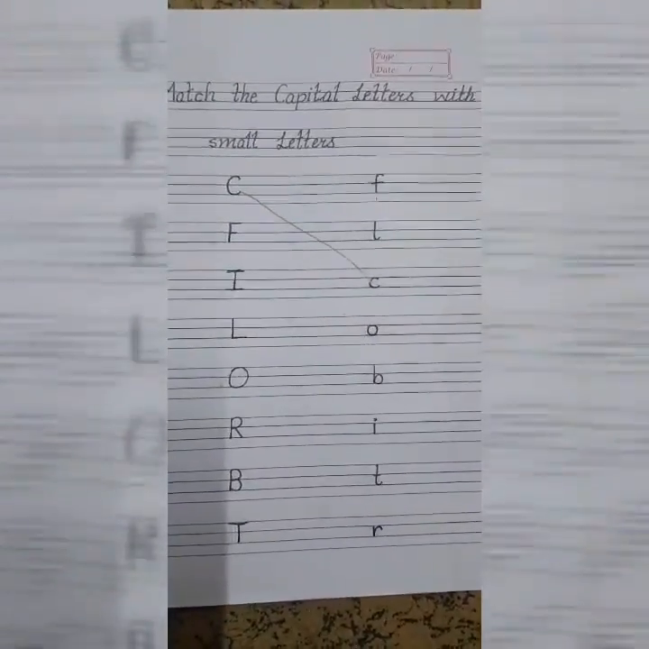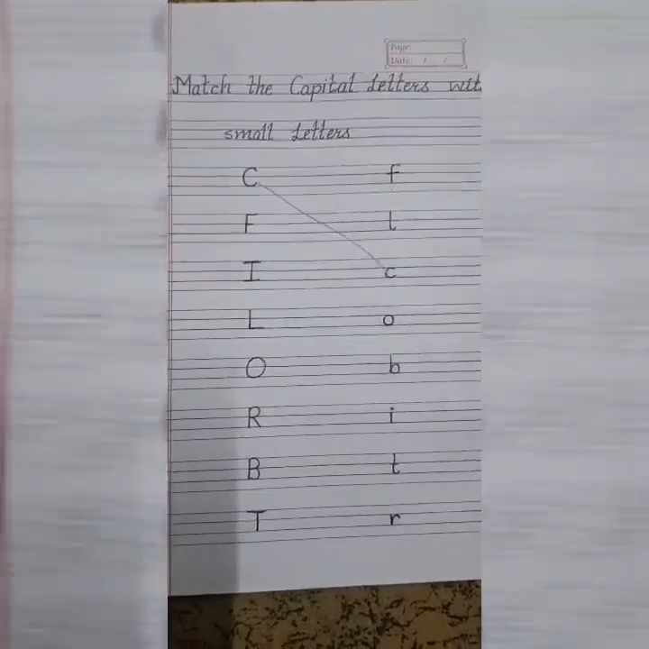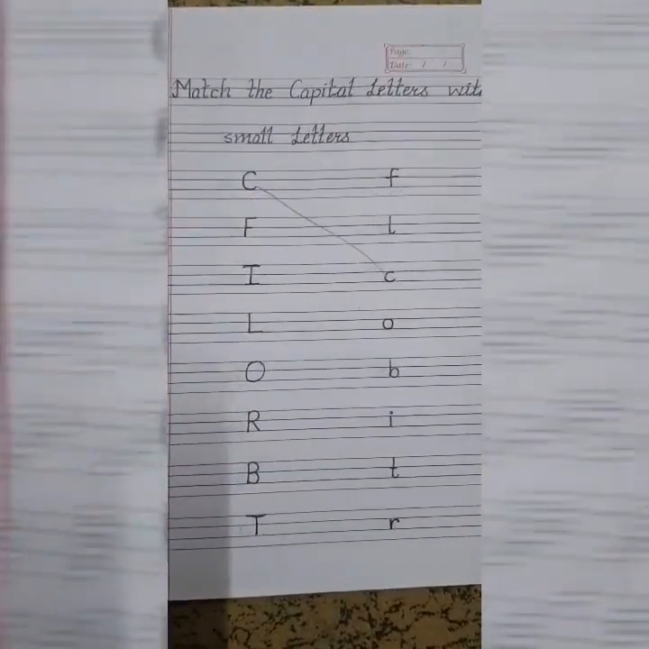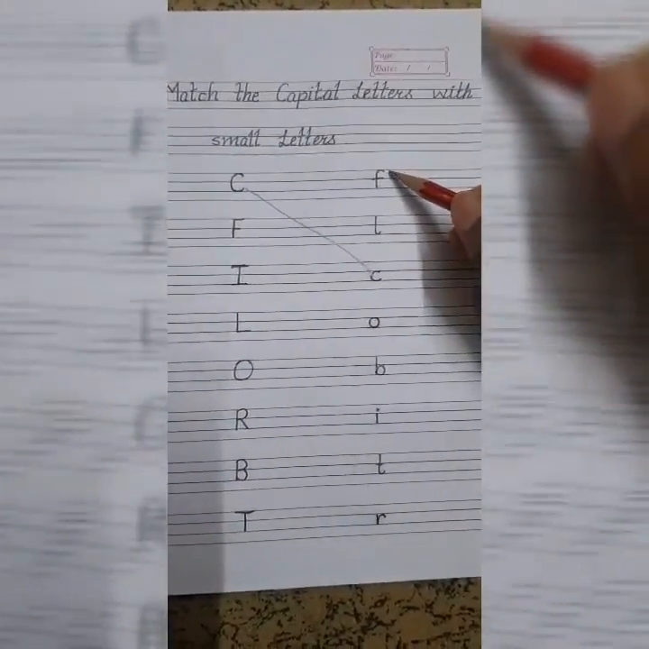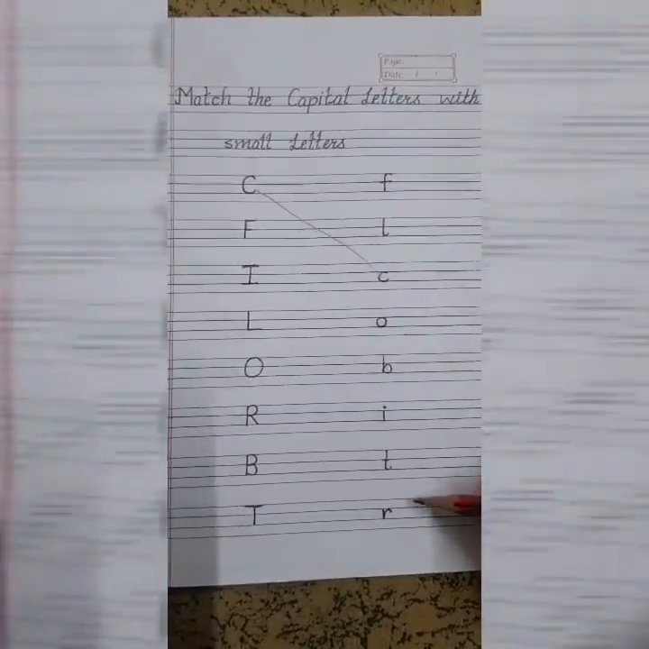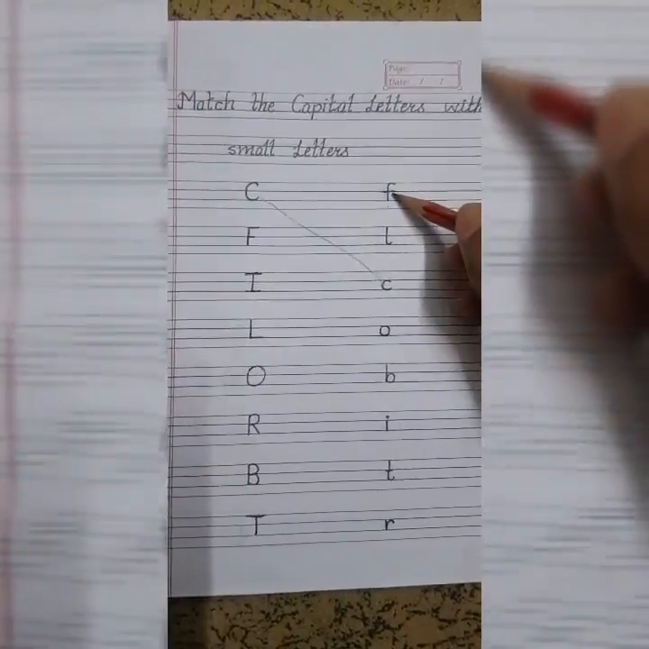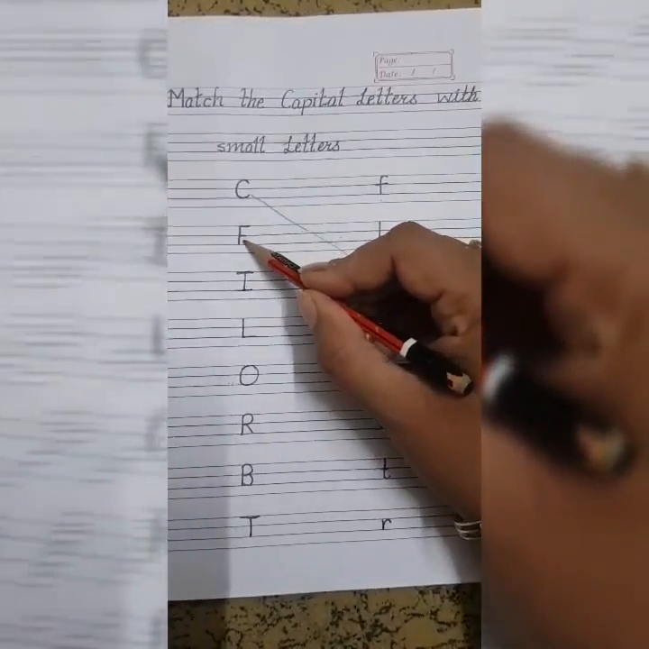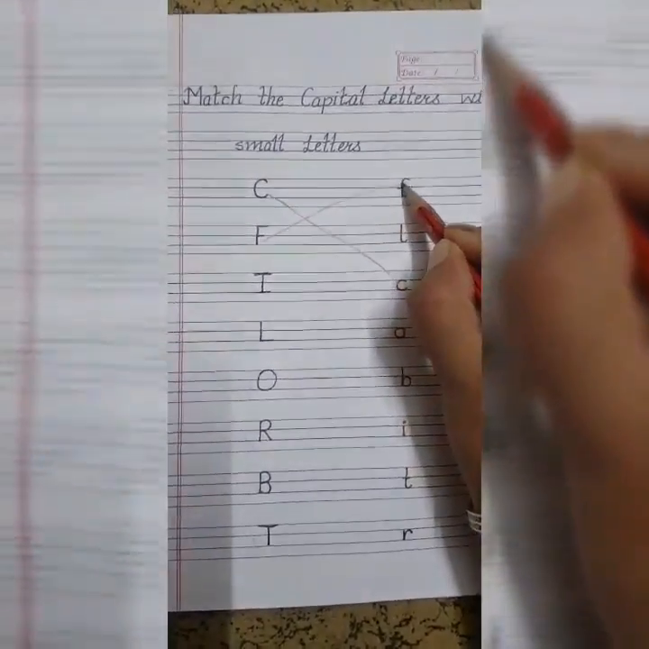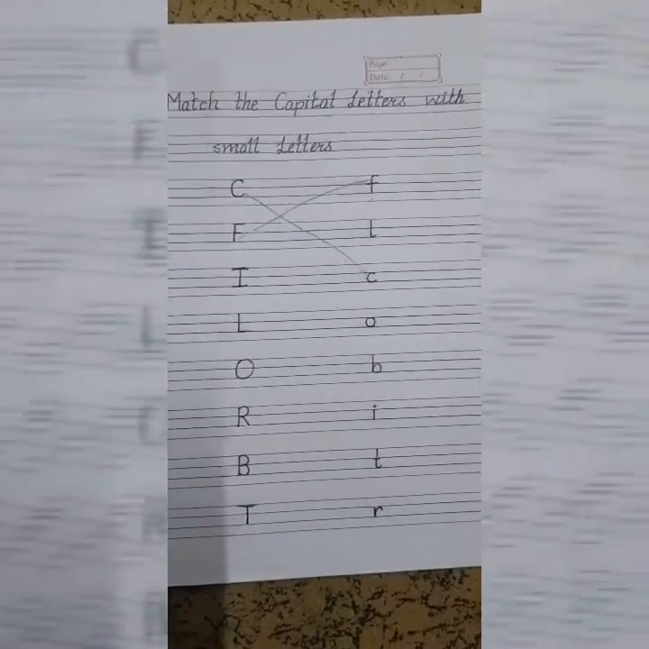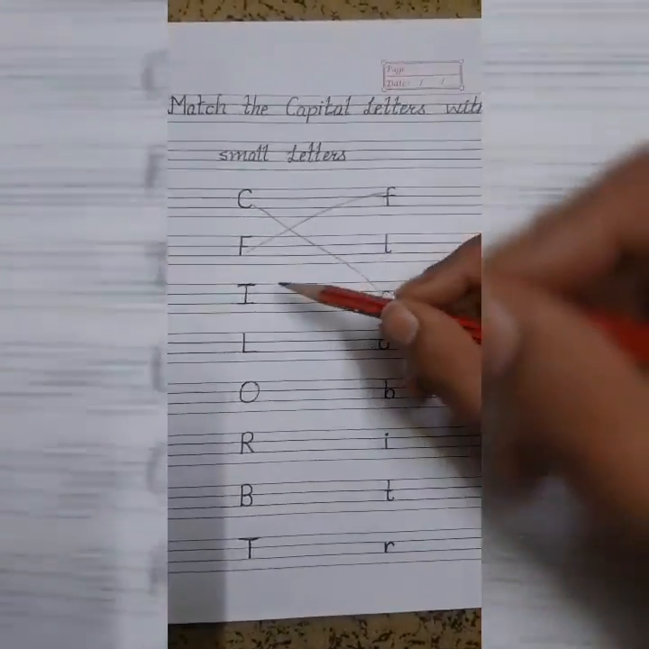Our next letter is letter F. F sound F. So, we will find F in this row. Yes, here it is. So, we will match capital letter F with small case letter F.